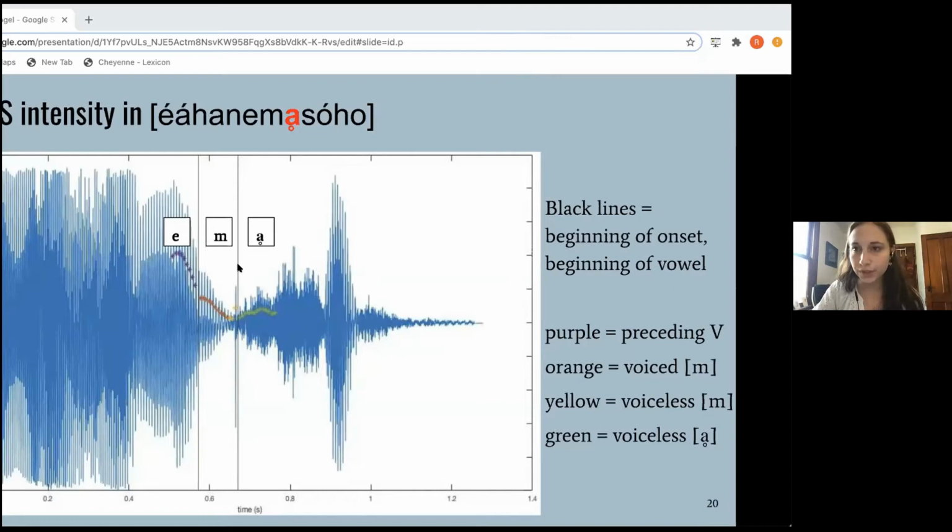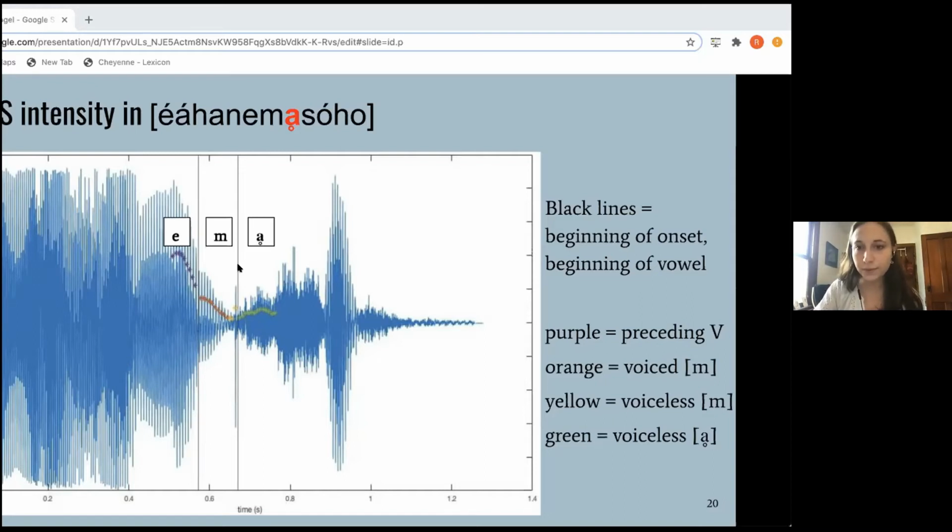The purple points on the plot are the RMS intensity measurements during the preceding voiced vowel. The orange points are the RMS intensity measurements during the voiced portion of the M onset. The yellow are the RMS intensity measurements during the very short voiceless portion of the M onset. And the green is the voiceless A.